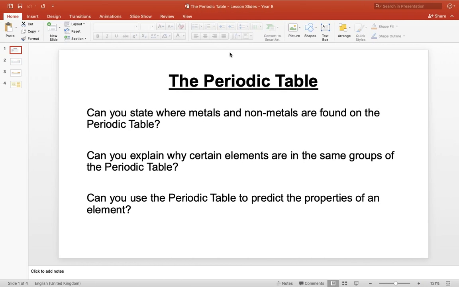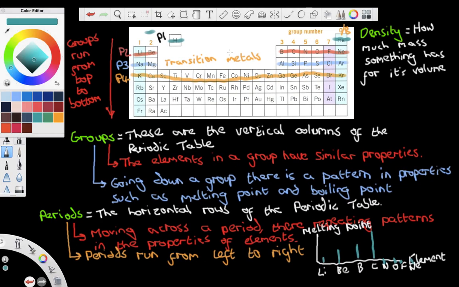So you should now be able to state where metals and non-metals are found on the periodic table. You should be able to explain why certain elements are in the same group of the periodic table, and you should be able to use the periodic table to predict the properties of an element.